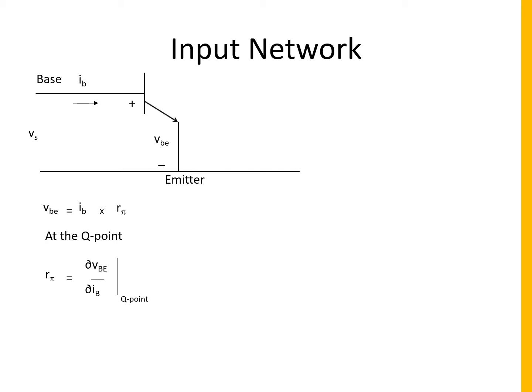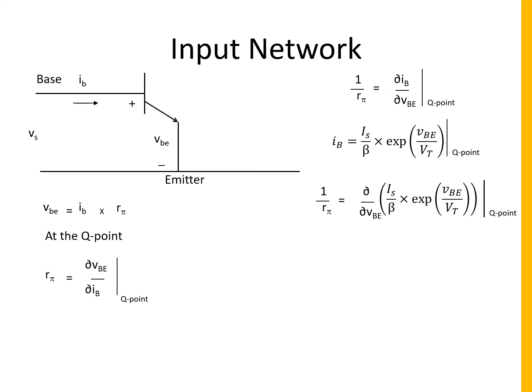Why AC plus DC? Because the transistor is powered up using VCC, which is DC, and the small signal applied to the base is AC. In order to simplify the differentiation, we express the equation in terms of 1 by r pi. Now, as we all know, IB is equal to IS by beta into exponential of VBE by VT at the Q point, where IS is the saturation current, beta is the current gain, and VT is the thermal voltage. We can replace IB in the previous expression with this equation.